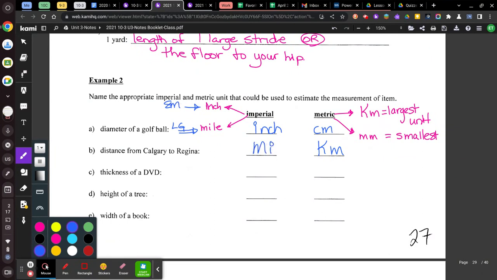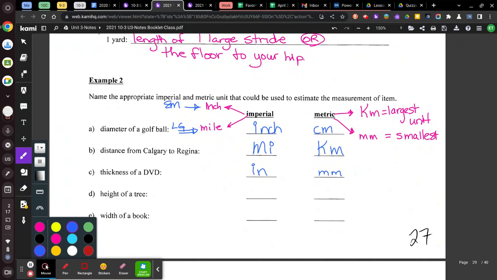All right, the thickness of a DVD. Well, if a DVD is about this thick, it's paper thin. So we would say millimeters. We could even measure centimeters, but millimeters would be more accurate. And the smallest one on the other side is an inch. So that's why we've got 1/8 of an inch, 1/16 of an inch, because if an inch is this big, you've got to have a lot of little lines in between so you can count all those little spaces.